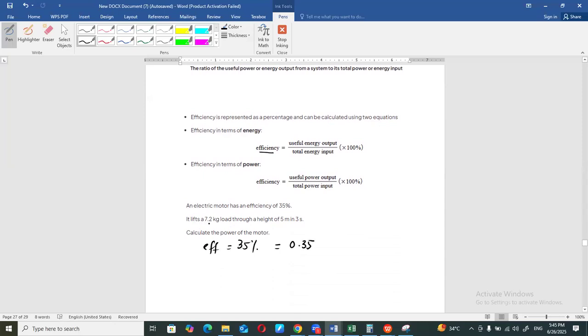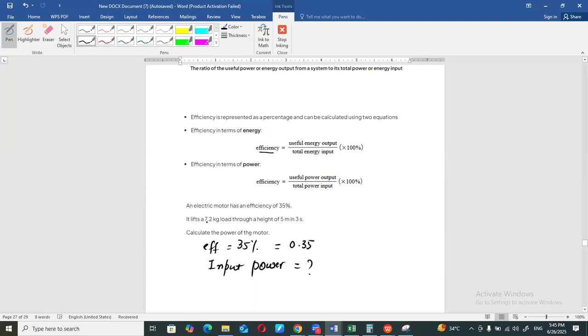It lifts a 7.2 kg load through a height of 5 meters in 3 seconds. Calculate the power of a motor. Now, power of a motor is definitely the inputted power. They're asking you why? Because you give power to the motor and that will be used to lift that load.